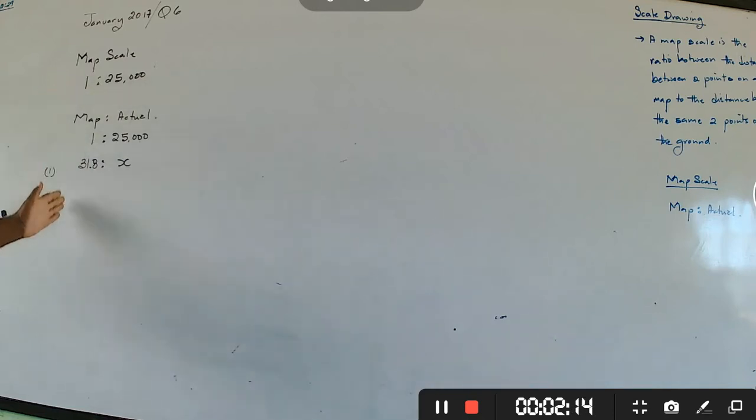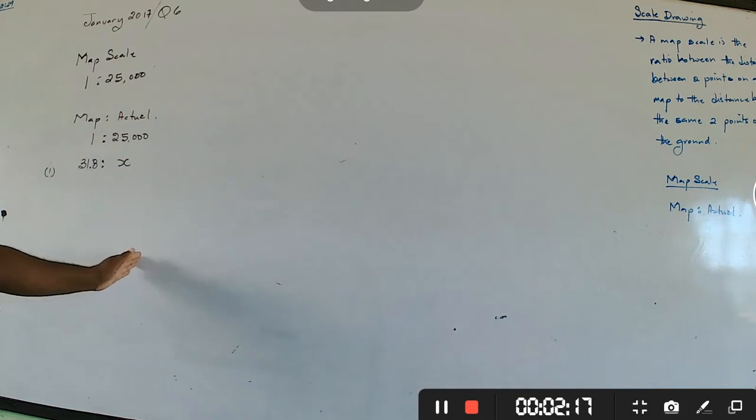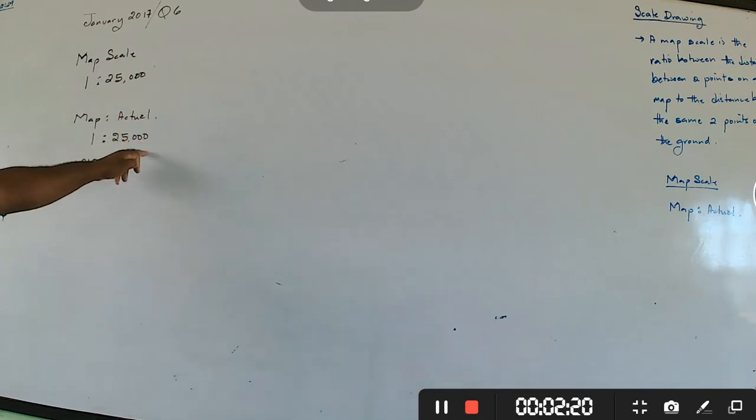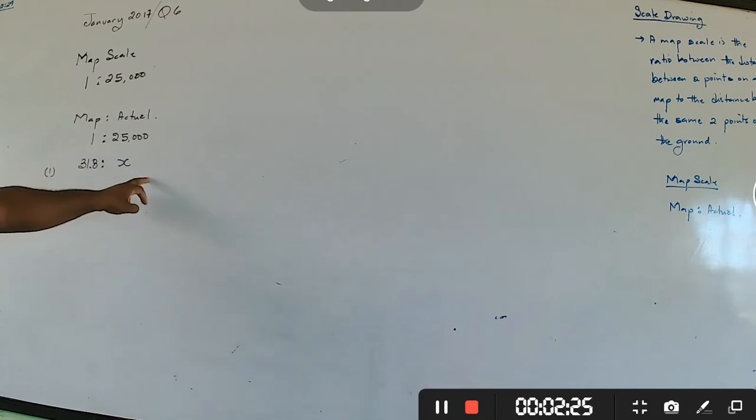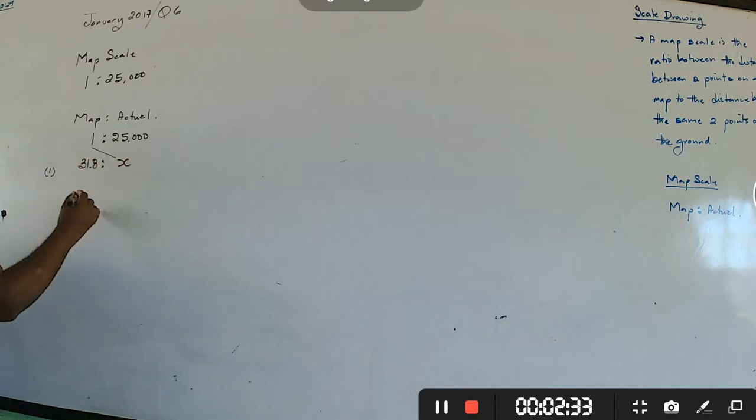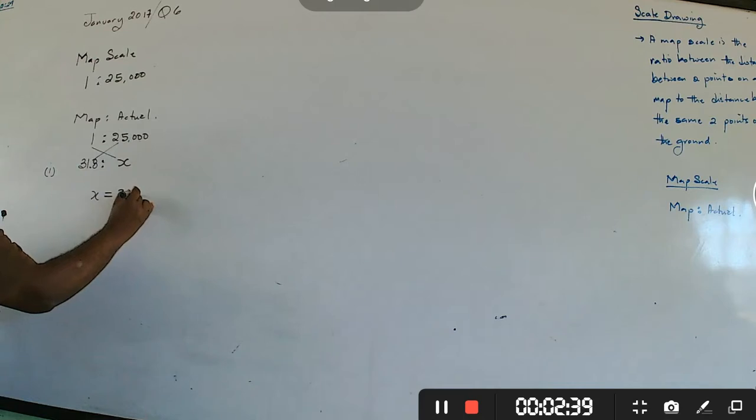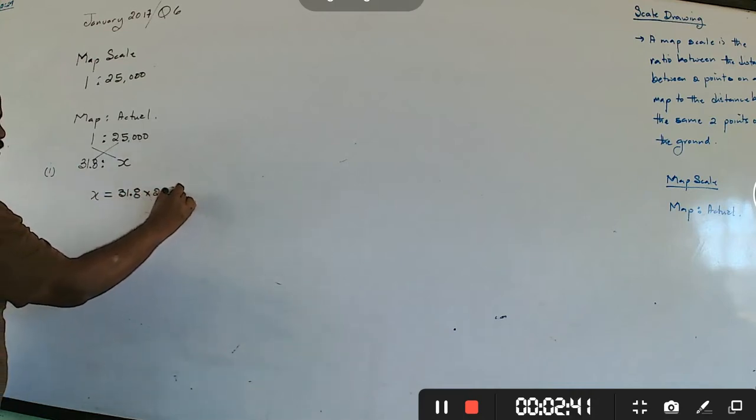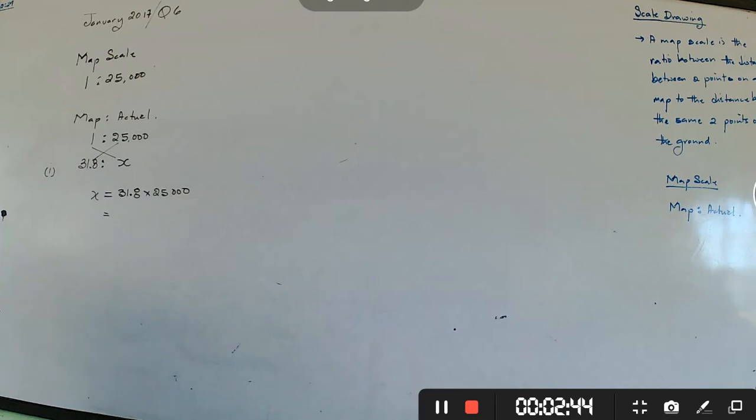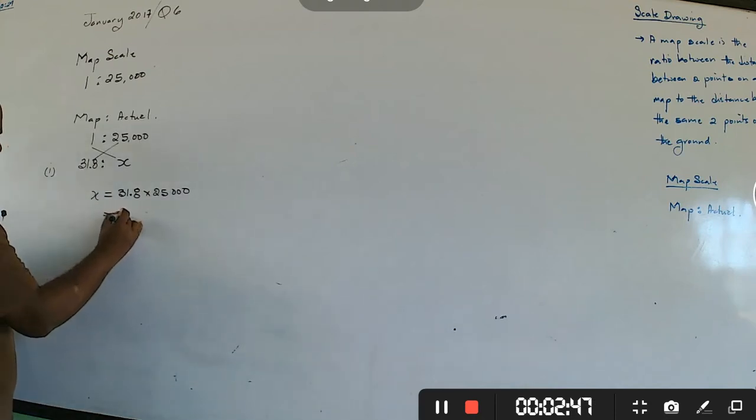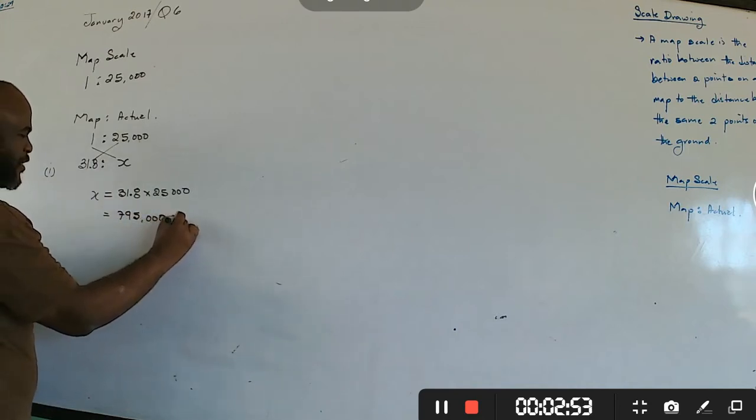This side is map, over here says actual. Good. 1 on the map, how much actual? 25,000. So 31.8 on the map, how much actual? I don't know, so I call it X. Then 1 times x is X, equal to 31.8 multiplied by 25,000, which is 795,000. That is 795,000 centimeters.